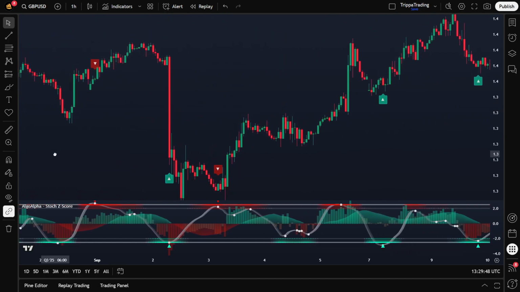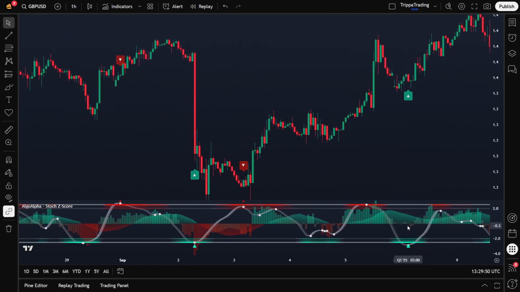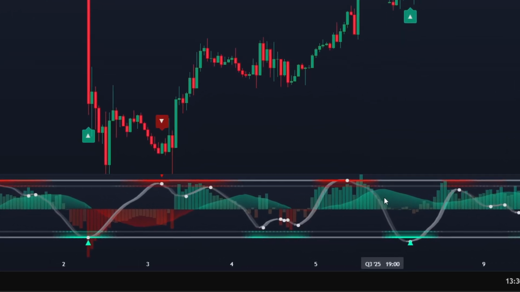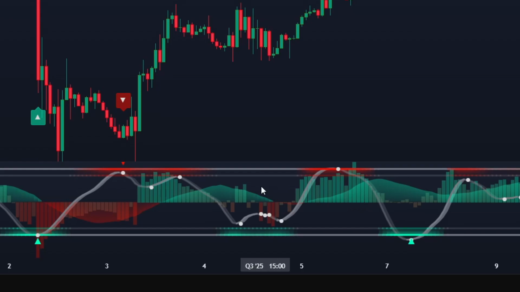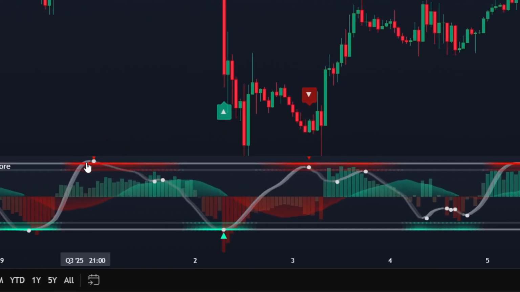We only care about signals that happen when the oscillator is in extreme zones. So, for buy trades, we want a crossover in the oversold area below -2. For sell trades, we want a crossover in the overbought area above +2. Even then, we need confirmation. That's where the histogram comes in. For a buy setup, the histogram should be green. And similarly, for a sell setup, the histogram should be red.